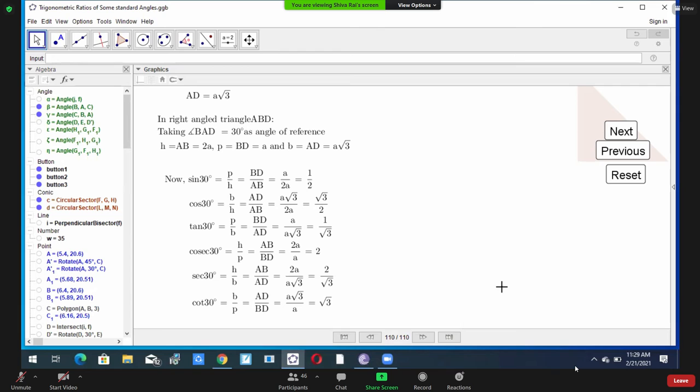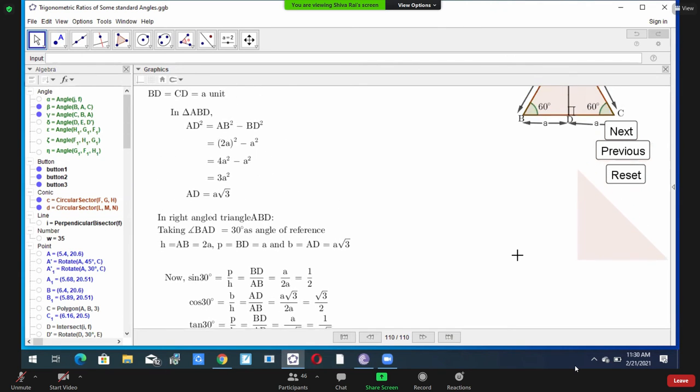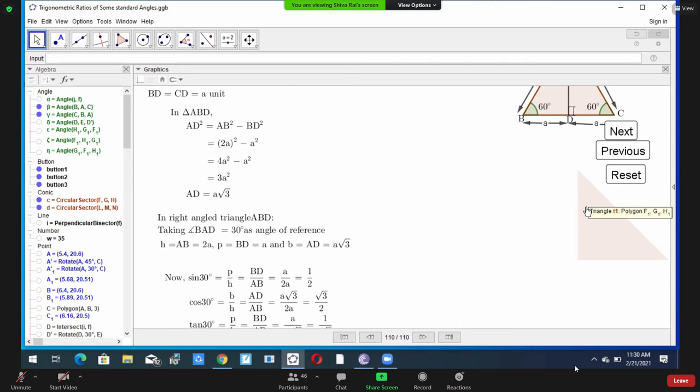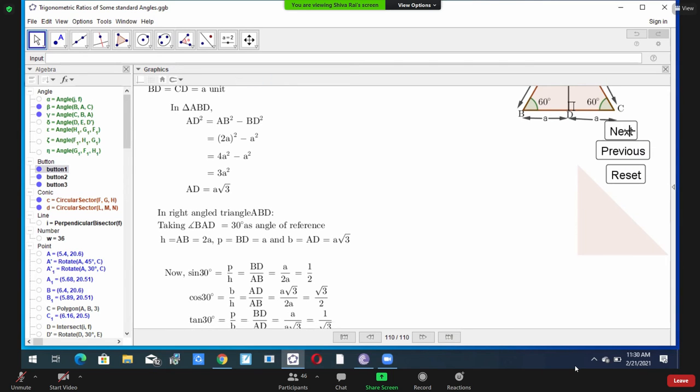Now let's see. This is from page number 95. Now look at page number 96 also. On page 96, trigonometric ratios of 45 degree. Let's see this one also, 45 degree also. Everyone get ready. Let's see 45 degree also.